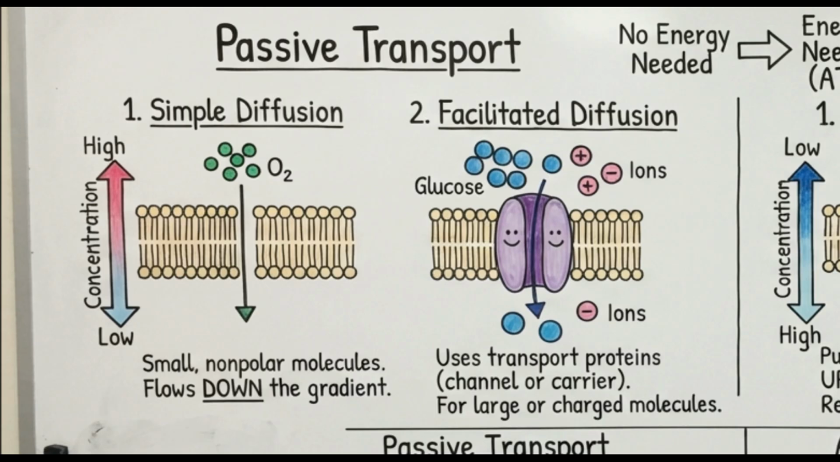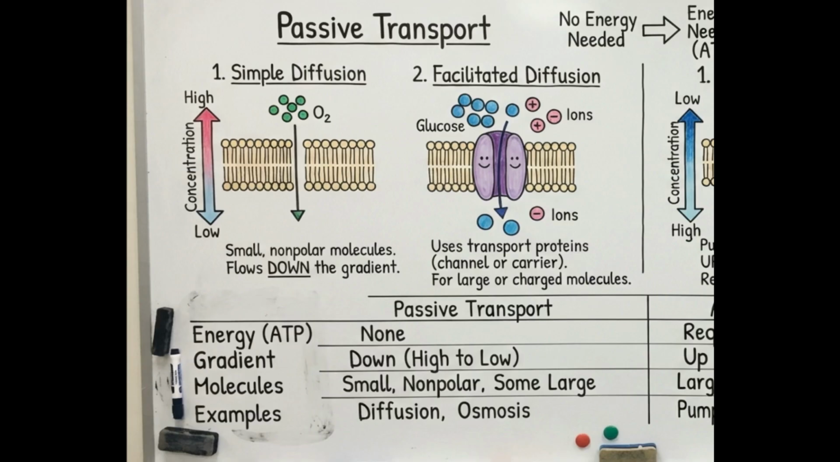First up, we have passive transport. The big rule here: no energy needed. Molecules just move naturally down their concentration gradient, flowing from high concentration to low concentration.